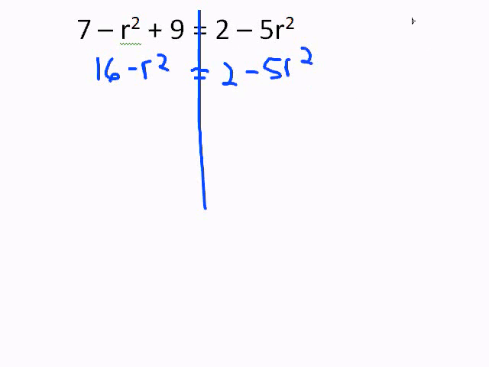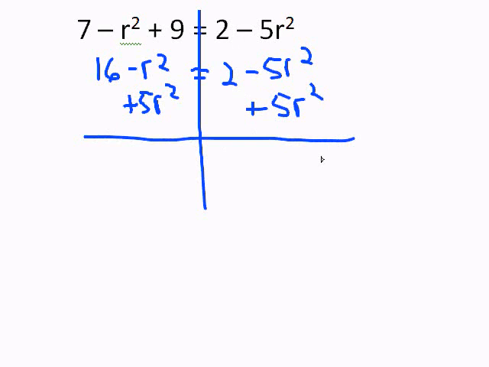Now I'm going to take the smaller of the two r squareds and get rid of that one. So since my negative 5r squared is less than negative r squared, I'm going to add 5r squared to both sides. You might have chosen to add r squared to both sides. That's fine. You should end up with the same answer either way.